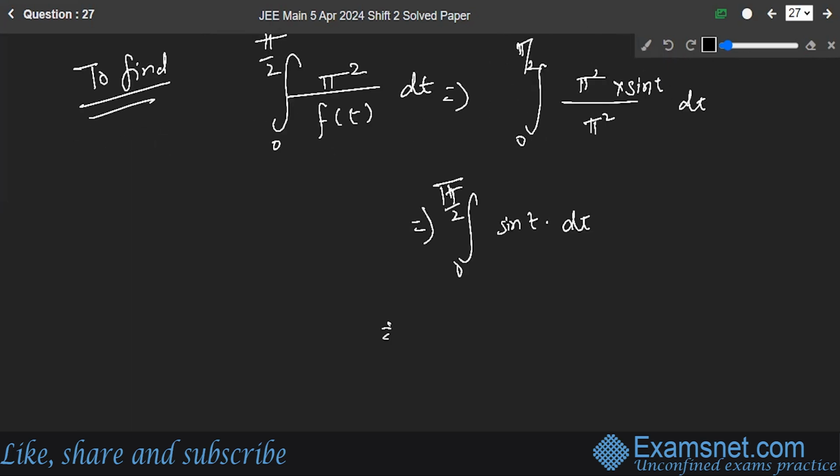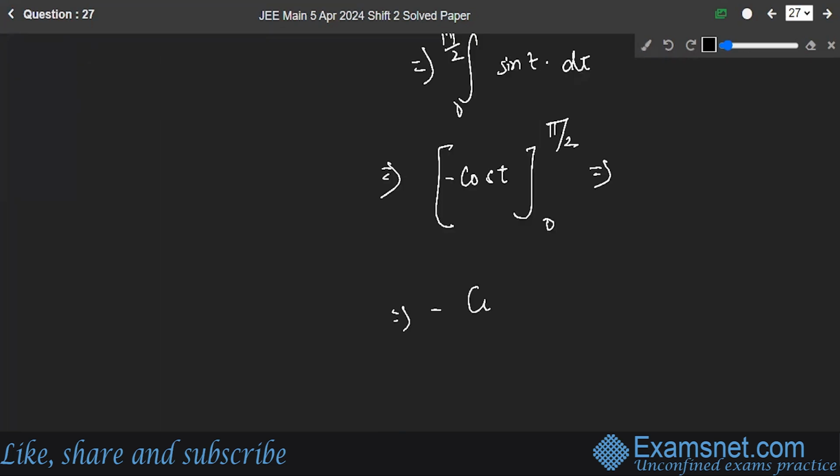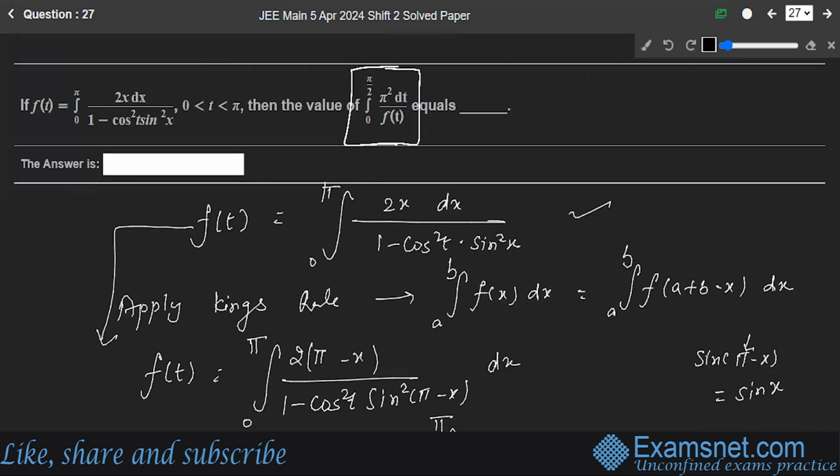Or you will have what's the integral of this, sine is equal to minus cos, 0 to pi by 2. This will give me minus cos pi by 2 minus of minus, this will give me a plus cos 0, which is equal to 1. So this is the answer to the question 1. Hope you got that. Let's move to the next question.